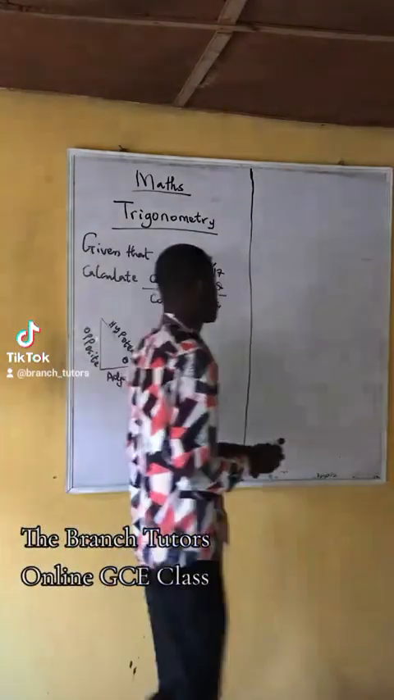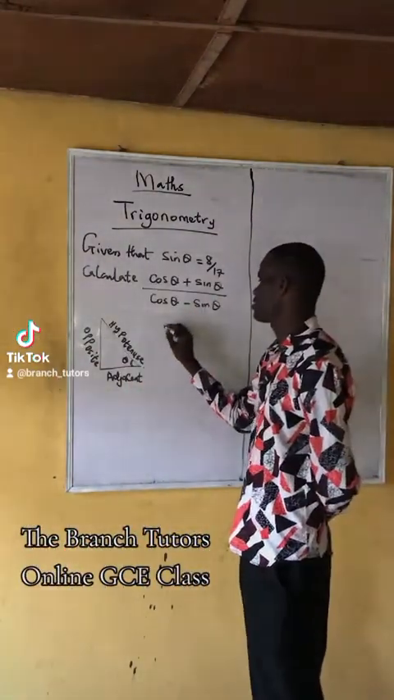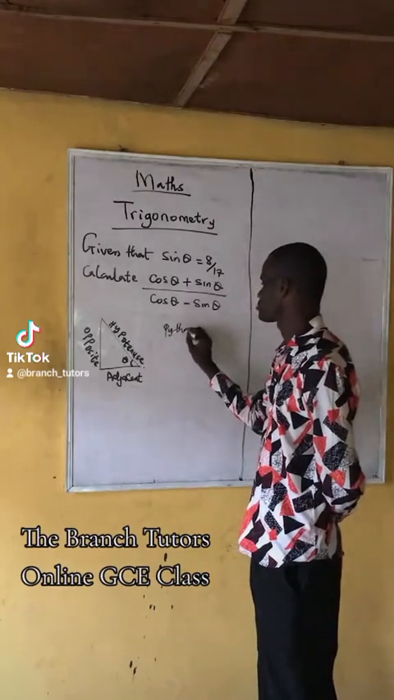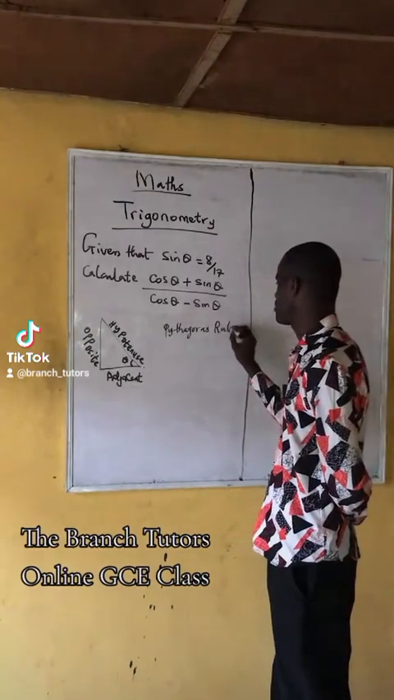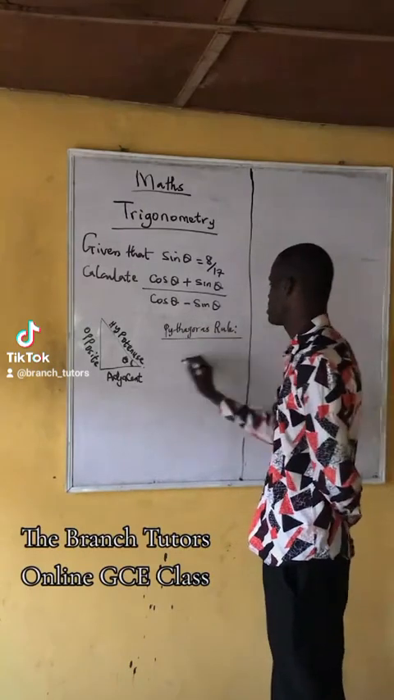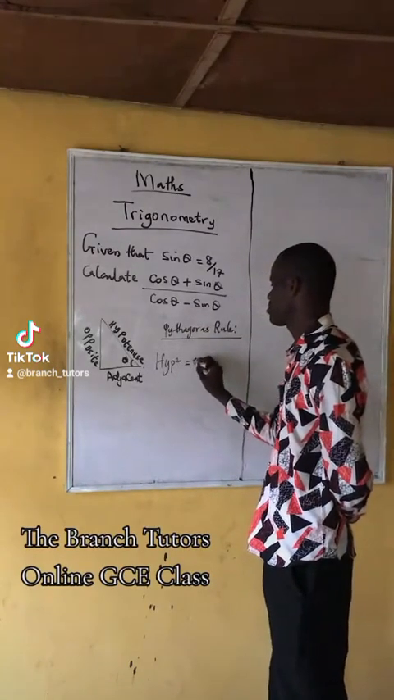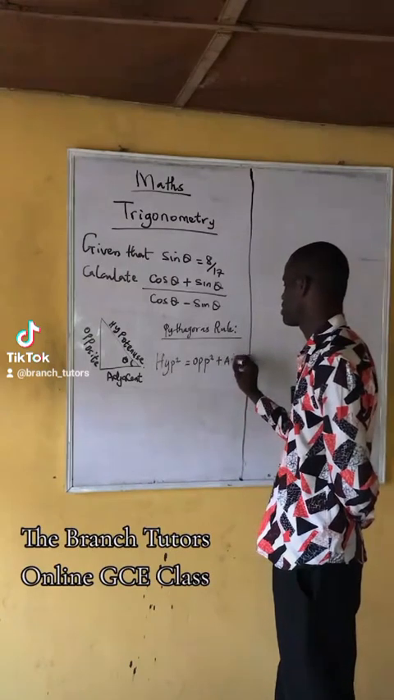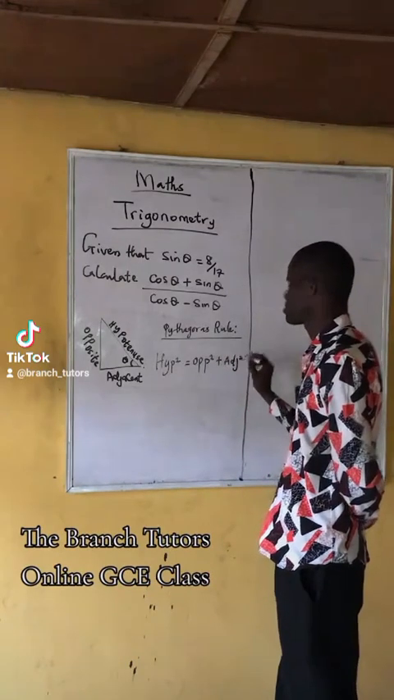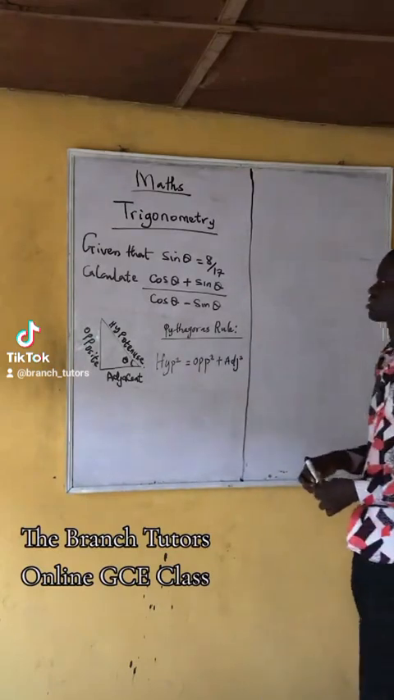Now there's something we call the Pythagoras rule. The Pythagoras rule states that hypotenuse squared equals opposite squared plus adjacent squared.